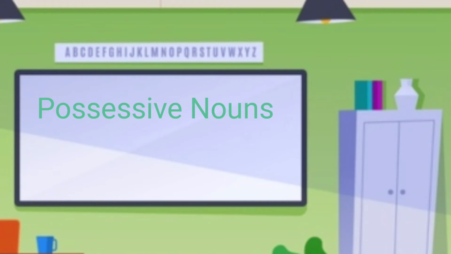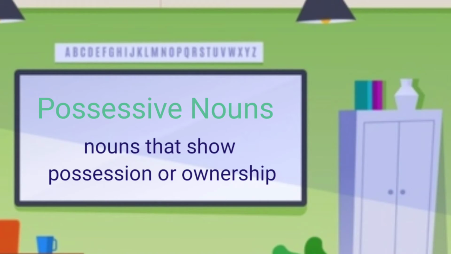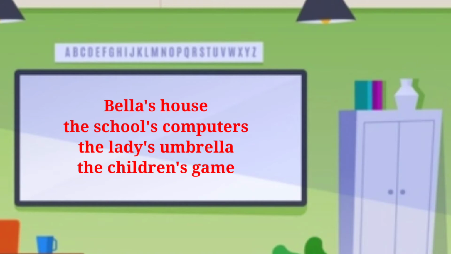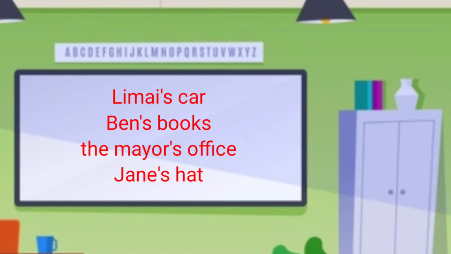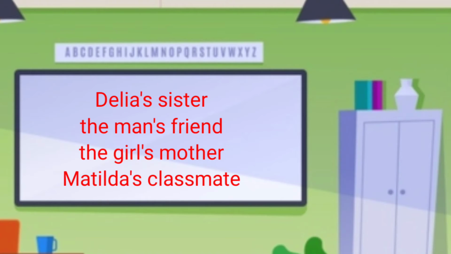Next, we have possessive nouns. Possessive nouns are nouns that show possession or ownership. For example, Bella's house, the school's computers, the lady's umbrella, the children's game, Limai's car, Ben's books, the mayor's office, and Jane's hat. Possessive nouns also show relationship. For example, Delia's sister, the man's friend, the girl's mother, Matilda's classmate.